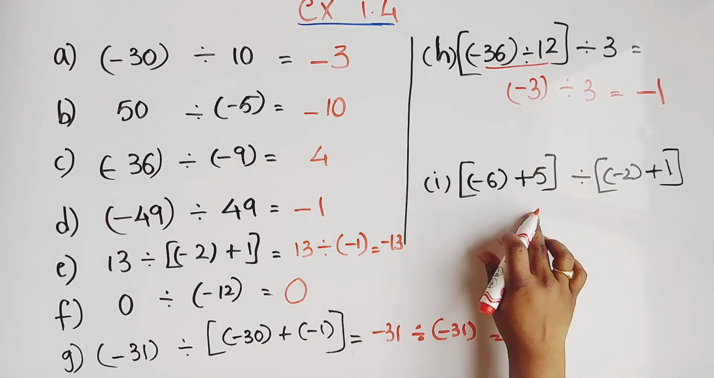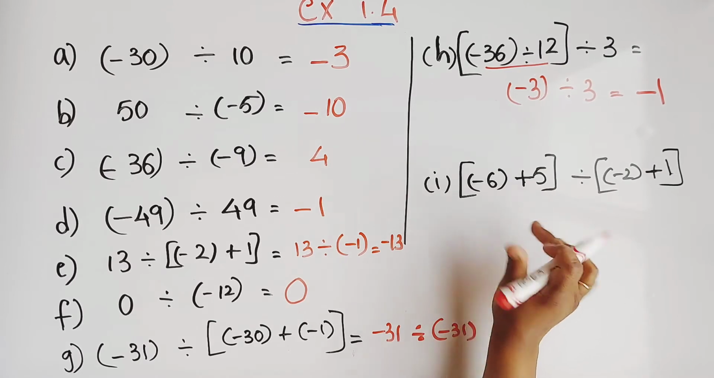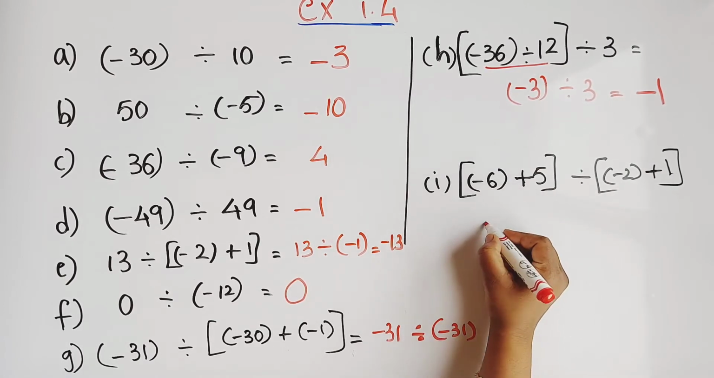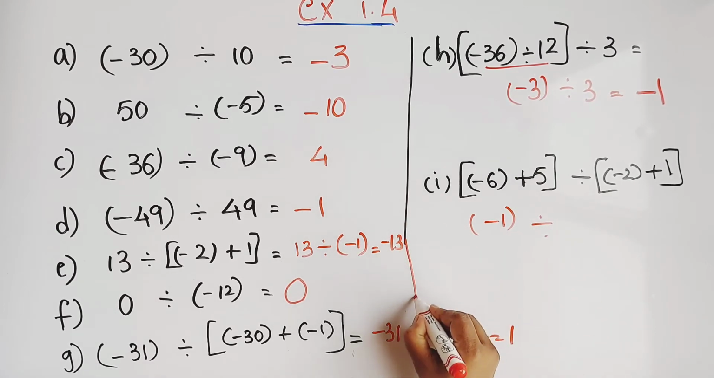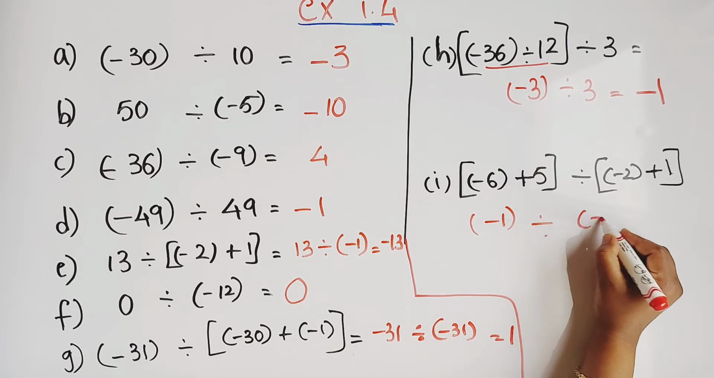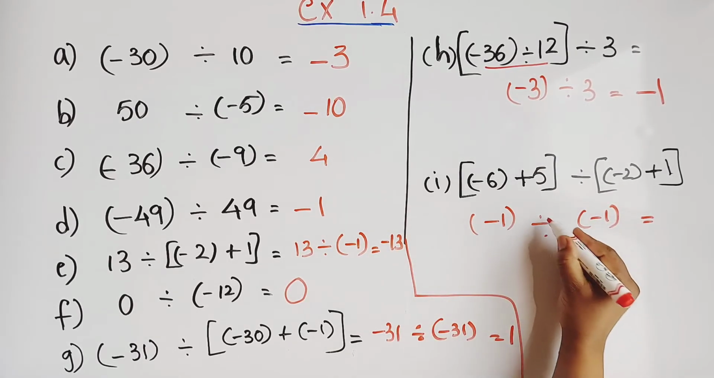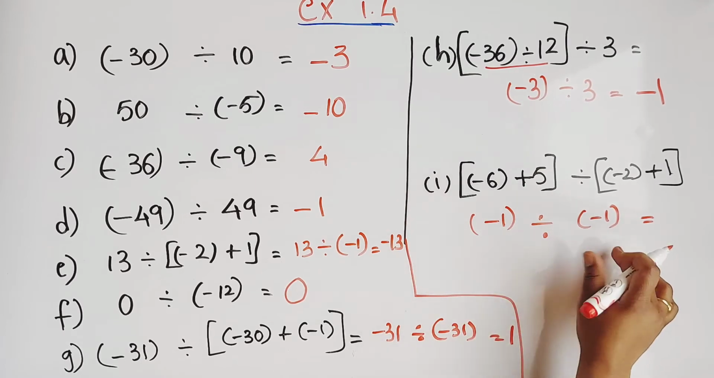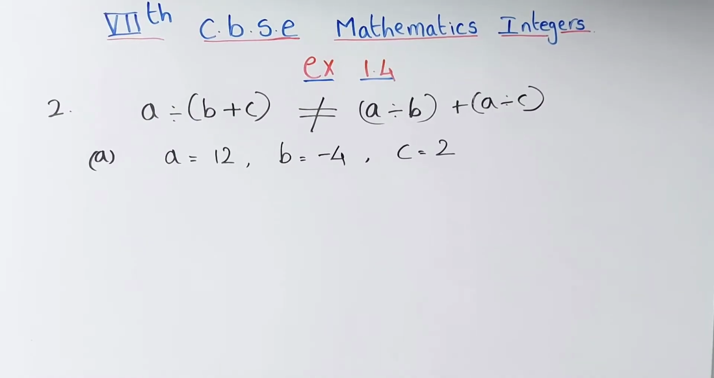Minus 6 plus 5. Question I. Minus 6 plus 5. First we will solve this one. Minus 6 plus 5 is minus 1. Divided by minus 2 plus 1. It is minus 1 here also. So the answer is minus 1 here. Both are negative numbers. Both are same digits. It is 1.